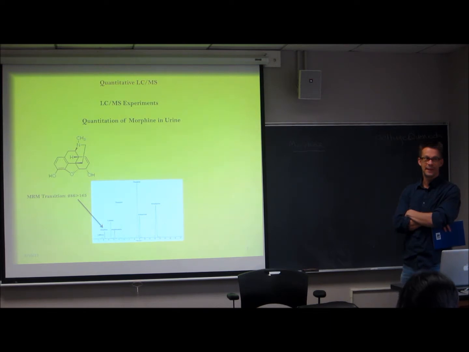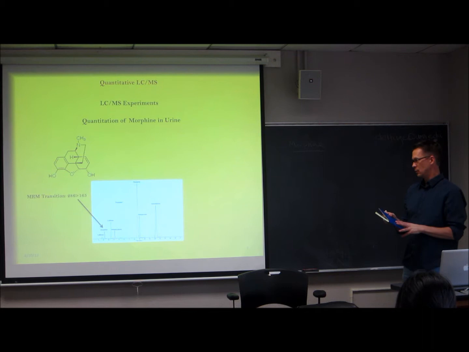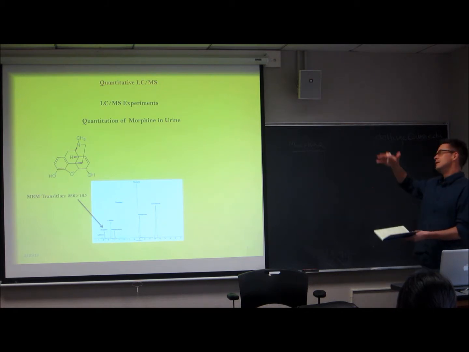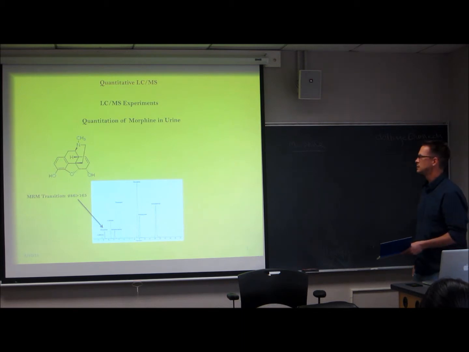Make sure it's blank. Yeah, exactly. So if we happen to get a urine sample of somebody who had morphine in the urine and we've got a big peak, now the concentration is going to be higher than we think it is when we make up our standards.